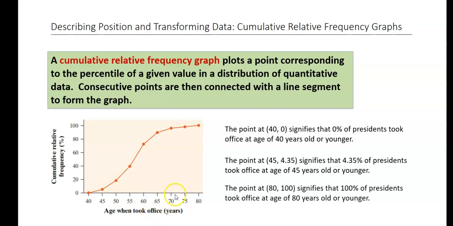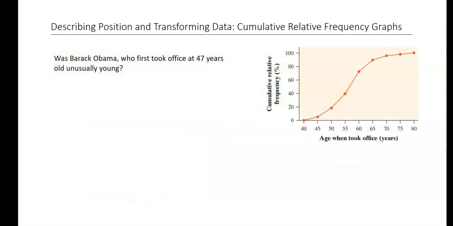The point at 80 means that 100% of presidents so far took office at the age of 80 years old or younger. So we've never elected a president who was more than 80 years old, right? So it's cumulative. It just keeps on going up until it gets to 100%.